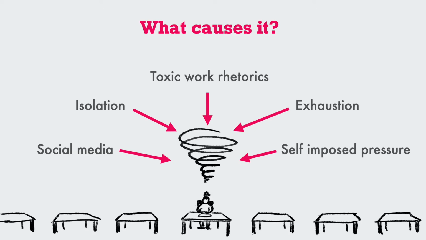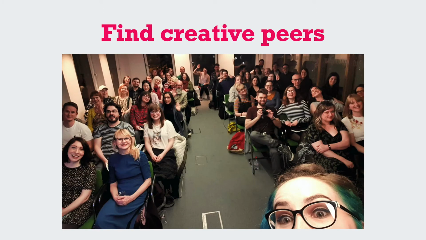Some things that you can do to battle it would be finding creative peers especially. That's one main thing that's really helped me. This is a photo from my first event that I ran for Norwich AOI. It was a sold out event, it was amazing. It was obviously before lockdown and we were able to meet up in person. And when I say find creative peers, I don't mean you have to be in the same room as them. Just be communicating with them. You can find creative peers online. Remember how I said Twitter is an excellent vehicle for finding creative communities.